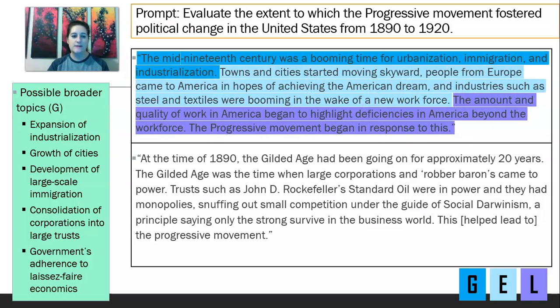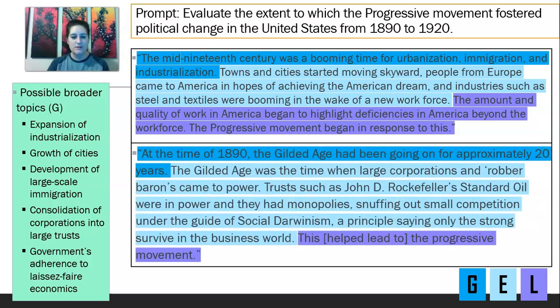And if you look at my color coding scheme, the first sentence is the broader topic, then they provide evidence to support, and then they link it, right? The amount and quality of work of America began to highlight deficiencies beyond the workforce, thus the progressive movement begins, right? They're kind of linking it together. The second example, their broader topic is the Gilded Age. They provide really good evidence here by talking about Standard Oil and social Darwinism. Then their link, which is a little vague, but it does work. This helped lead to the progressive movement. So if you look at the color coding system, it's right in there.